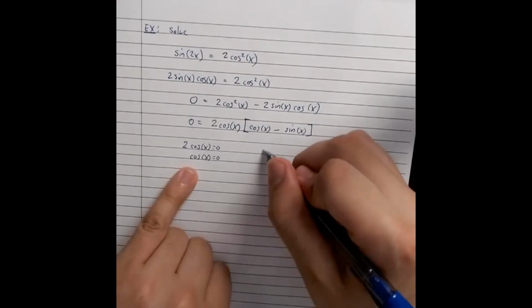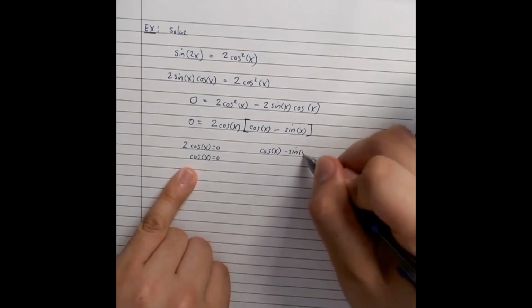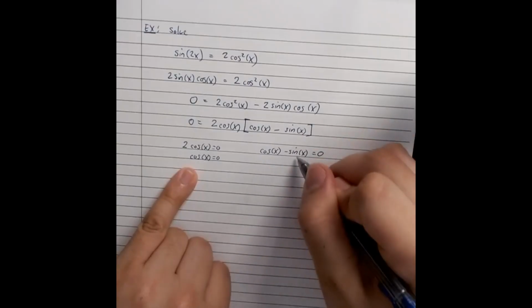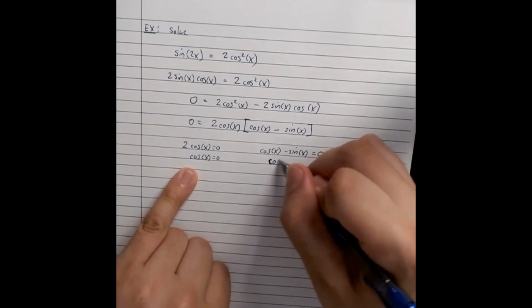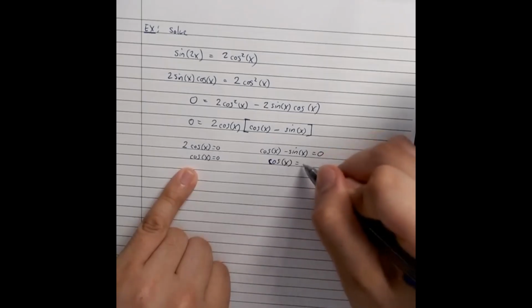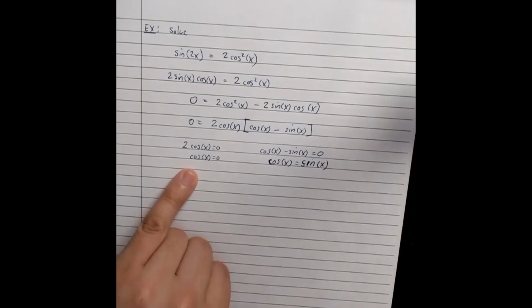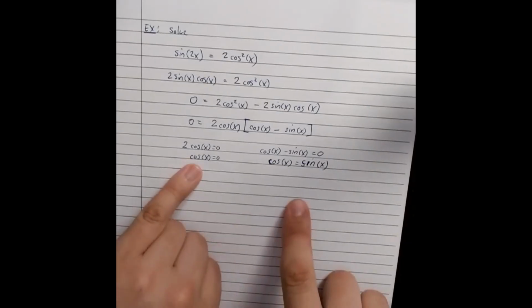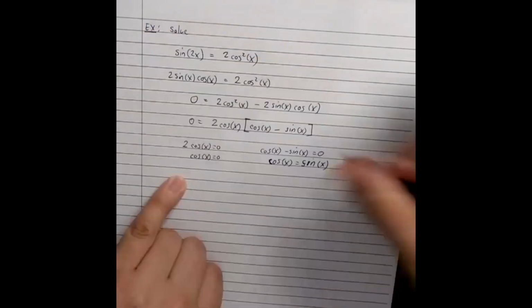On this side, I have cosine of x minus sine of x is equal to 0. And if I add the sine of x over to the other side, I get cosine of x is equal to positive sine of x. And I can solve both of these. Cosine of x is equal to 0. That's going to be at pi over 2 and 3 pi over 2 on the unit circle.